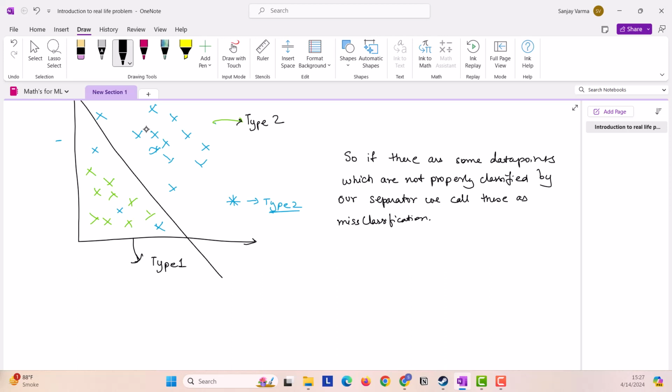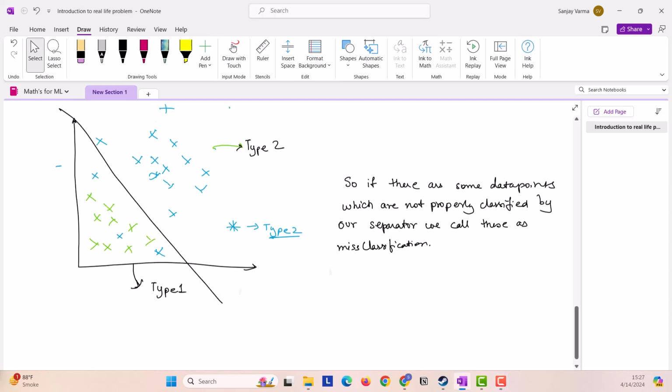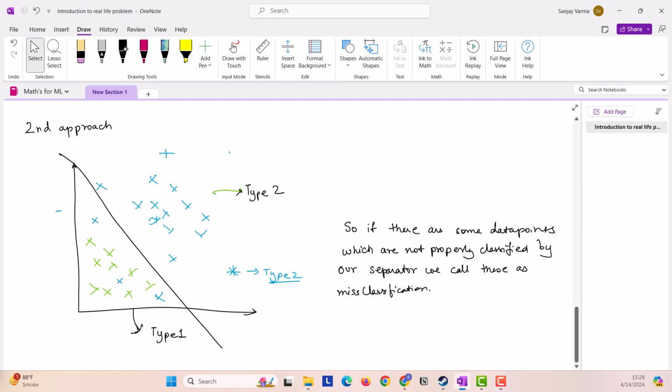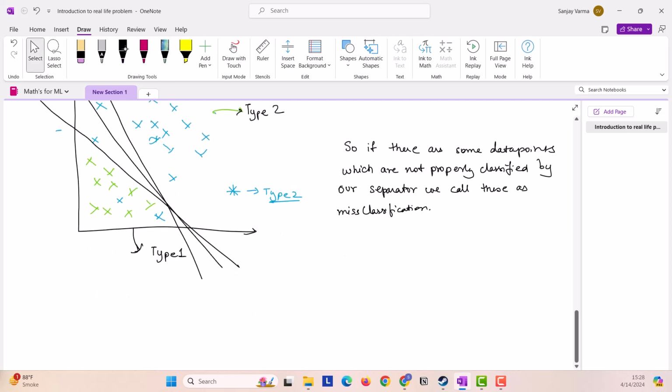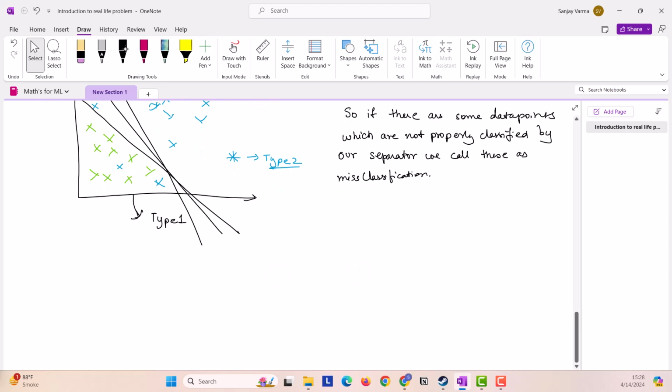Okay. So now the next thing is we want to explore how we can create this line. Because we have created one line, we can create one more line, something like this or like this, or many more, right? So which line is the best fit? How can we conclude which line is the best fit? We will look into that.